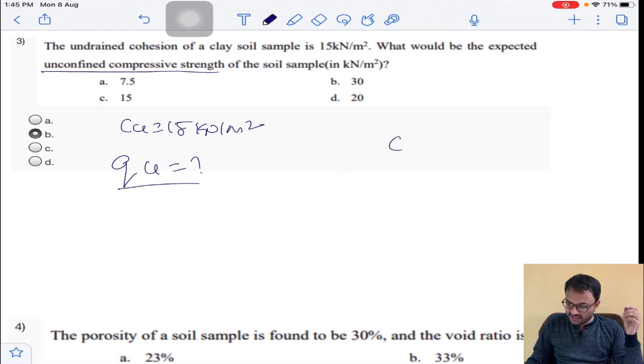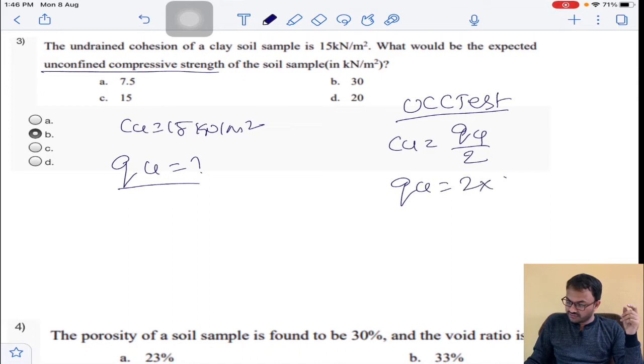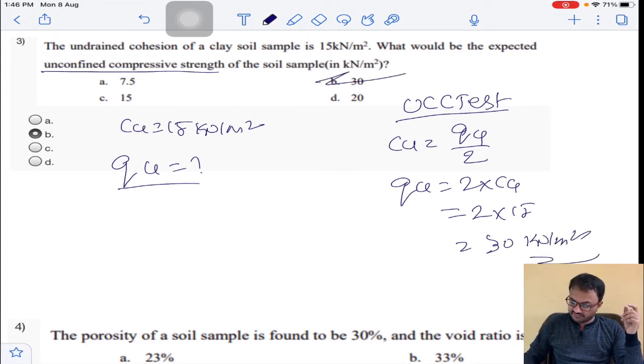We have a relation: Cu is equal to qu by 2. This is the unconfined compression test, the UCC test. So from this, qu is equal to 2 into Cu. 2 into 15 will give you 30 kilonewton per meter square. So the answer is B for question number 3.